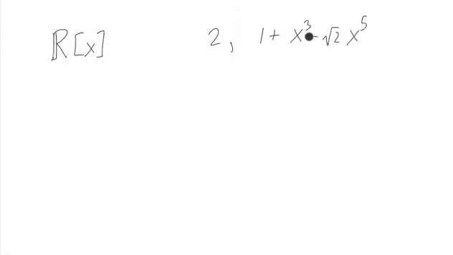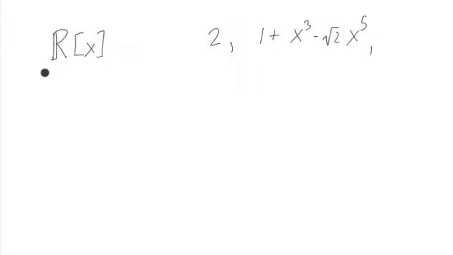Let's look at an example of a partition. Let's take a collection of polynomials with coefficients in R, real numbers. So this is the collection of polynomials of any degree from 0 up, such as 2, that's a polynomial of degree 0, or 1 plus x cubed minus square root of 2 x to the fifth. This is also a polynomial with coefficients in R, real number coefficients, and the powers of x are non-negative. So these are just some examples.